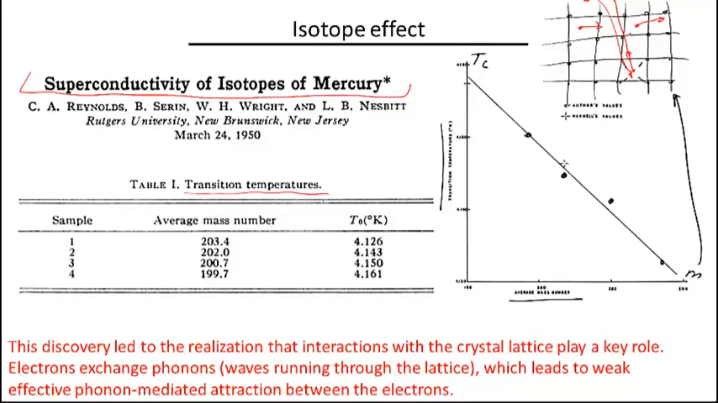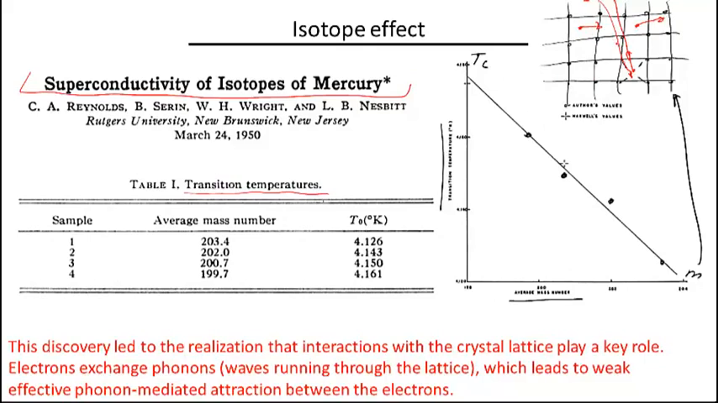So it's a very tricky business. If you don't understand it, don't be surprised. I don't understand it either, actually. But that's how it works, so we'll have to just accept this fact. In some sense, electrons exchange elastic waves, which are called phonons, and this leads to effective attraction.